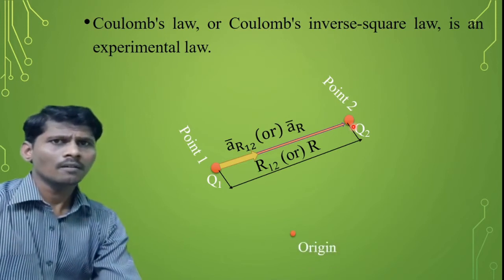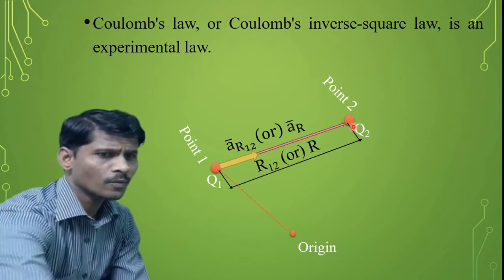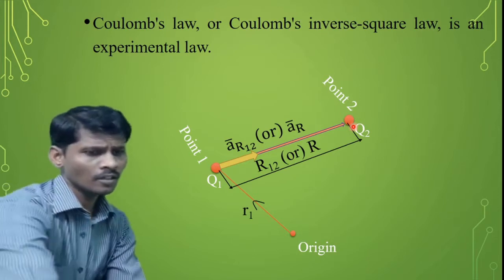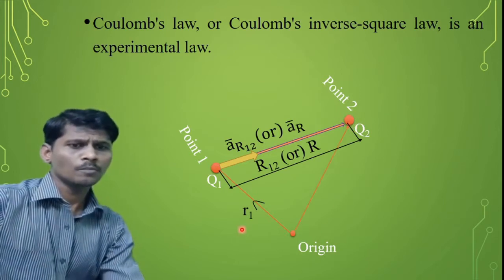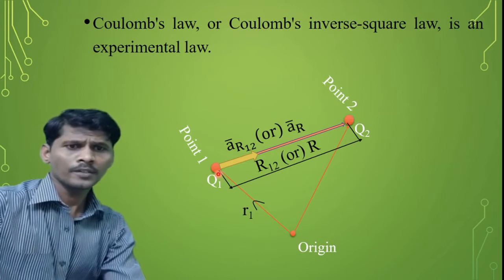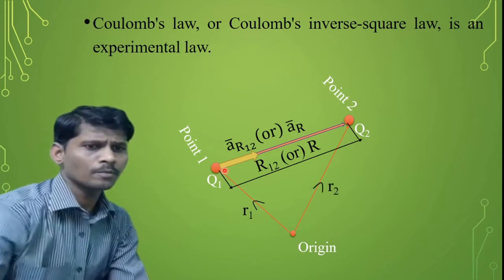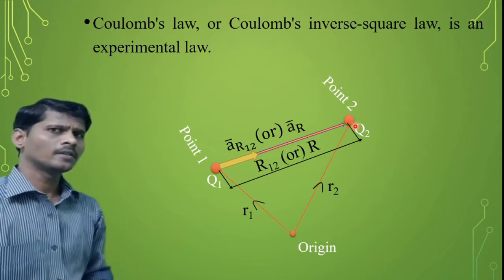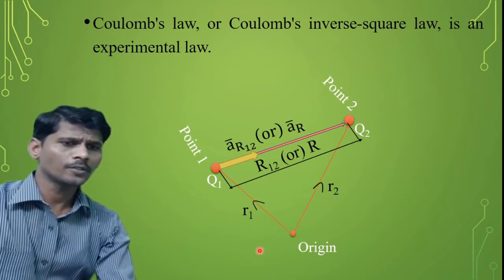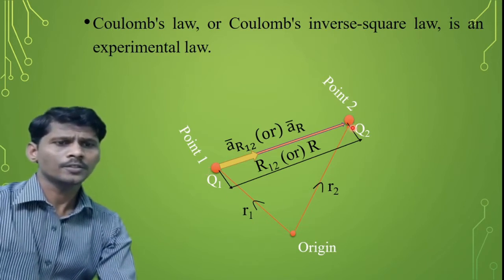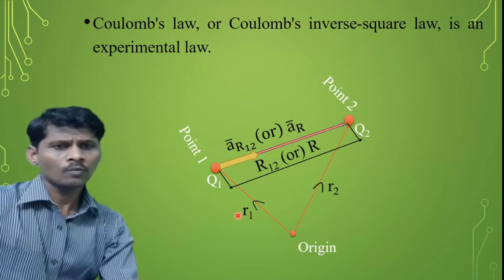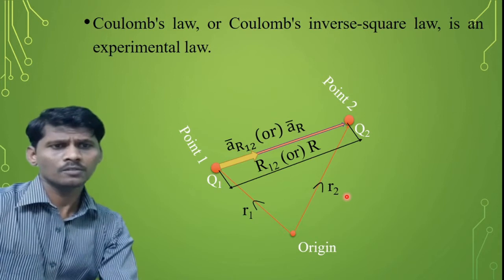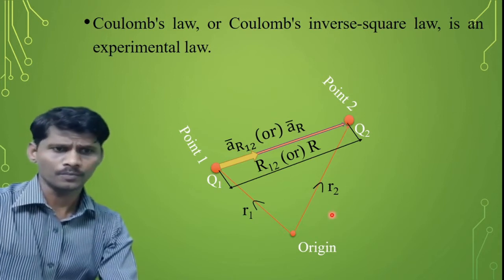Consider the origin, and draw the vector lines from the origin to point charge Q1 and from the origin to point charge Q2. R1 is the position vector of charge Q1 and R2 is the position vector of charge Q2.